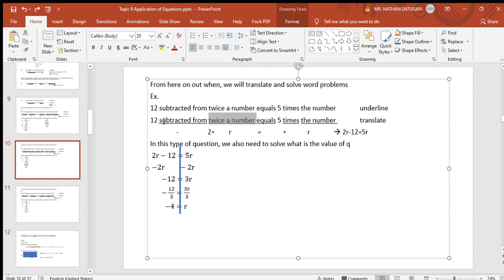Now we have 12 subtracted from 2r. Is it going to be 12 minus 2r? No, because of this word from, the order is reversed. So instead of 12 minus 2r, it's going to be 2r minus 12. And that's your left hand side. Moving on to right hand side, we have 5 times the number, so it's going to be 5r. So our new equation is 2r minus 12 is equal to 5r.